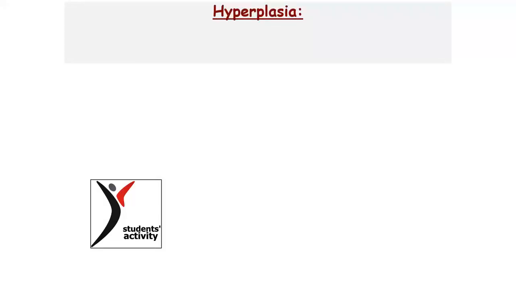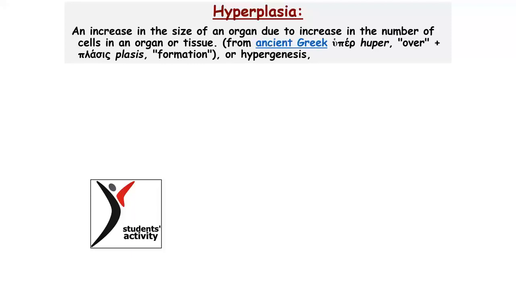Hyperplasia. In hyperplasia, there is increase in the size of an organ due to increase in the number of the cells in an organ or tissue. So it is hypergenesis, or increase in the cell synthesis or cell formation. If I have an organ formed of, for example, this number of cells, I have increase in the number of cells, like that, leading to increase in the size of the organ. You may have associated increase in the size also of the individual cells, as in case of gravid uterus, or not.